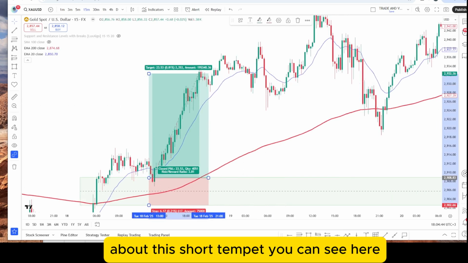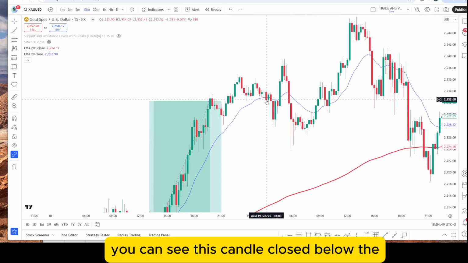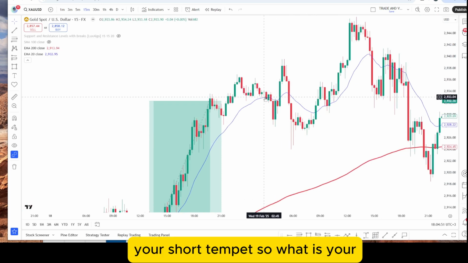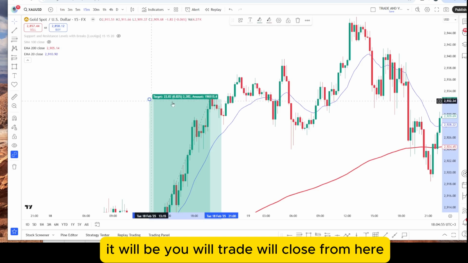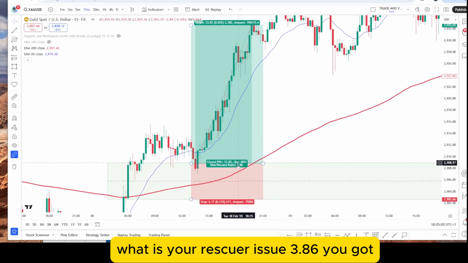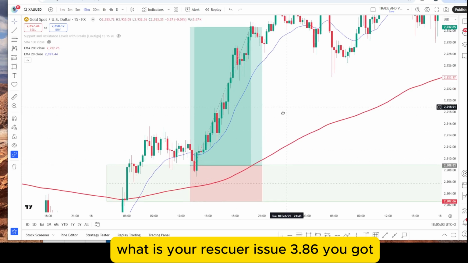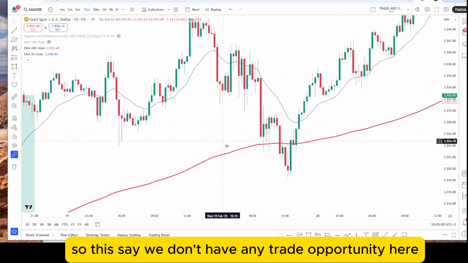You can see here, this is a trailing method. You can see this candle closed below your short term period. So the trade will close from here once this happens. Okay, what is your risk reward ratio? 3.86 you got.